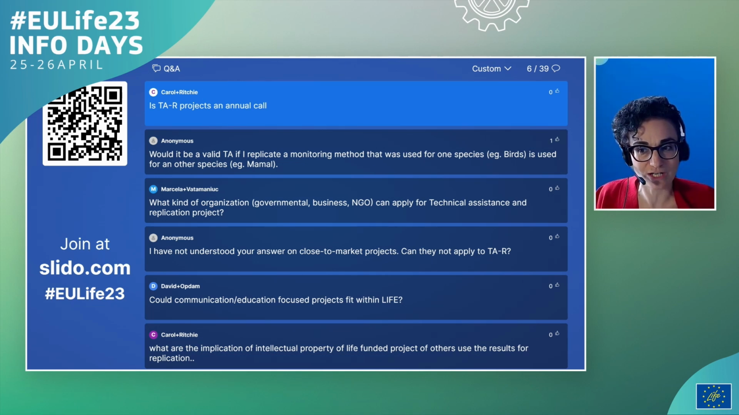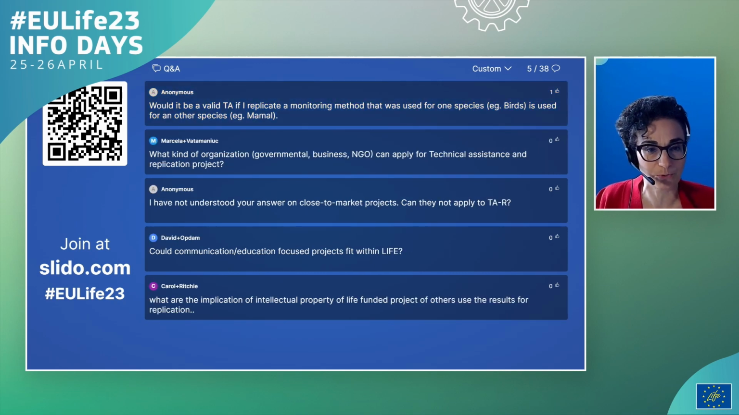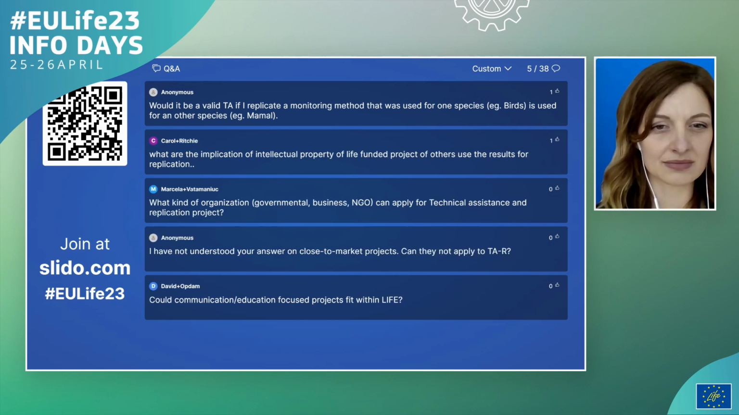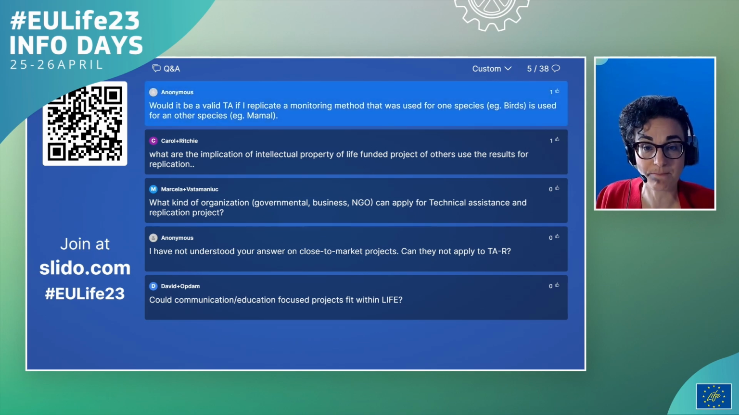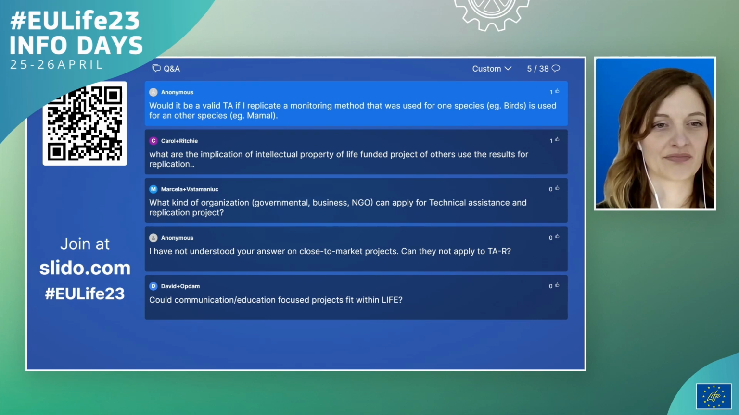Anna, is there any other question that you would really like to pick because you find it super important and valid? I'll pick one and then I'll let you pick the next. Would it be a valid TAR if a monitoring method that was used for one species, birds, is used for another species, mammals? Yeah, if this was really an innovative method, never used before, then used for another mammal, that could maybe work.